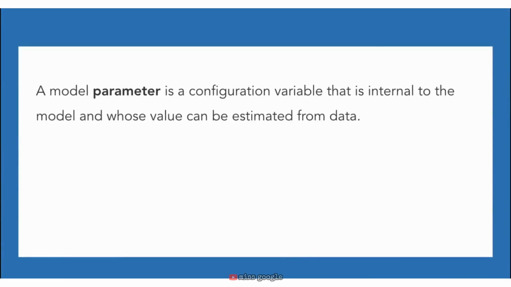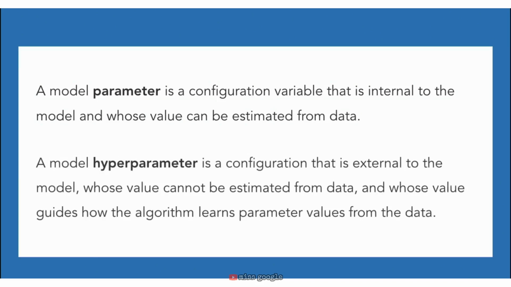Okay, so let's start with some definitions, and then we'll walk through an example. The first thing I want to do is distinguish between a parameter and a hyperparameter. So a parameter is a configuration variable that is internal to the model, whose value is estimated from the data. That last piece is really the key. A parameter is estimated from the data. Okay, so now we'll see how that's different from a hyperparameter. A hyperparameter is a configuration that is external to the model, whose value cannot be estimated from the data, but whose value guides how the algorithm learns parameter values from the data.